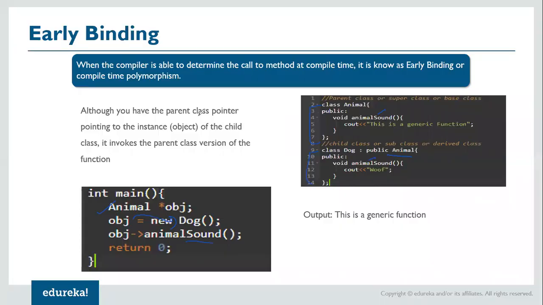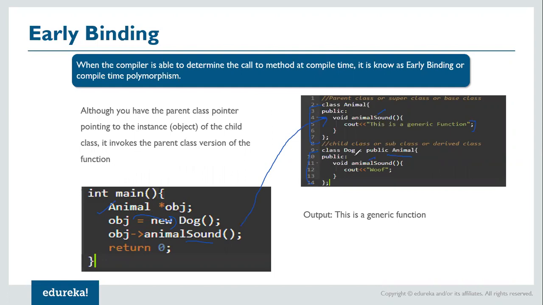So the output, as you can see, although you have the parent class pointer pointing to an instance of the child class, it invokes the parent class version of the function. So this is basically going to call this particular method here. So we will get an output such as this is a generic function, for example.